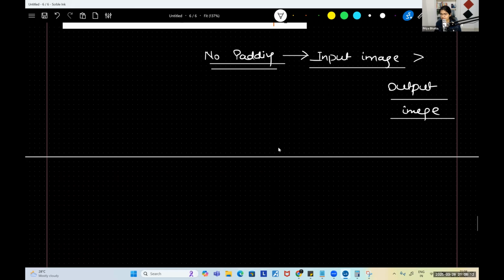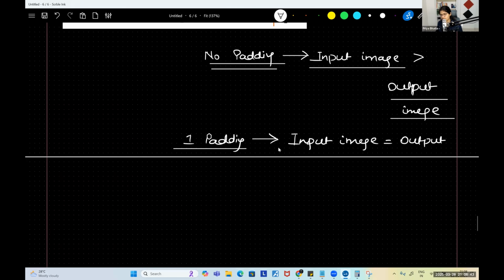But let's say you are working on a project where you want the output image to have the same size as the input image with which I am starting, the one in which I am feeding the data set. In that case, when you want that specific criteria, you will apply one padding, and this will make sure that your input image dimensions and your output image dimensions are both the same.